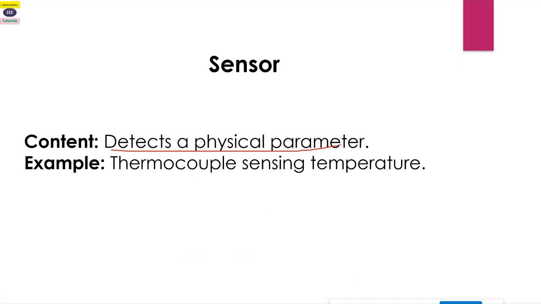A sensor detects a physical parameter. It may be a thermocouple. Physical parameters are flow, level, temperature, and pressure. These are the physical parameters, and there are so many others, like density. So whenever a device detects a physical parameter, it is called a sensor. One example of a sensor is the thermocouple.